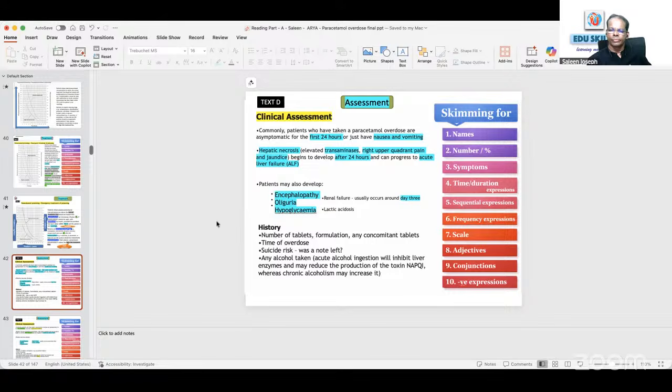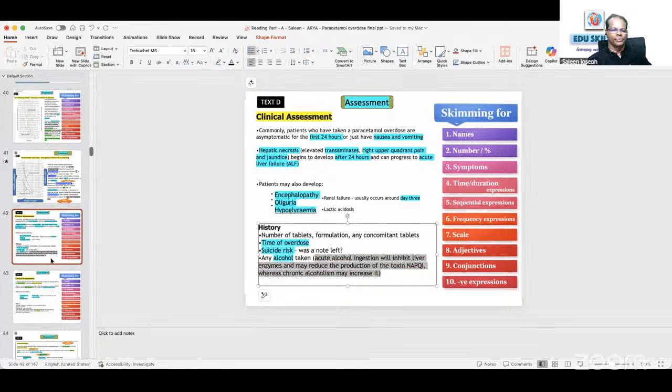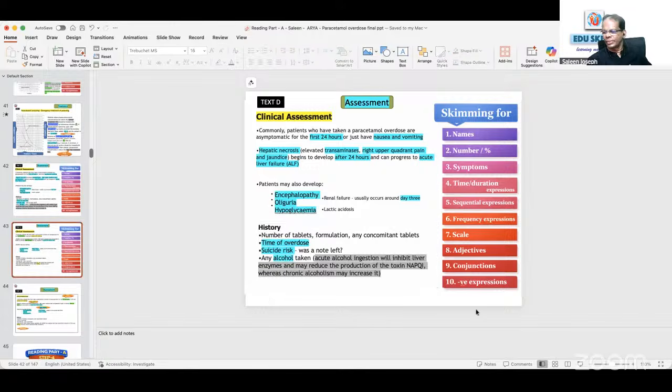History. Suicide risk. Time of overdose. Alcohol. Anything else? Enzymes. Liver enzymes. Okay, that's within the bracket. Still, we will just keep it highlighted here together. Secondary. So that is which step? Done with which step? Step 3, right?